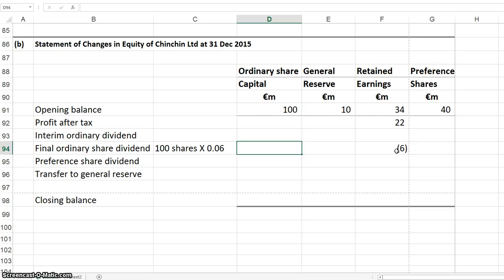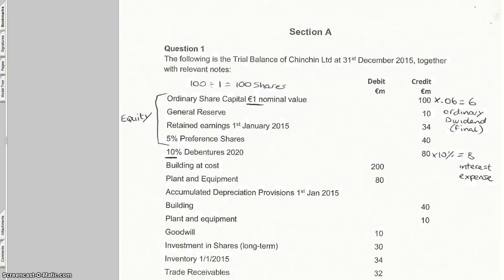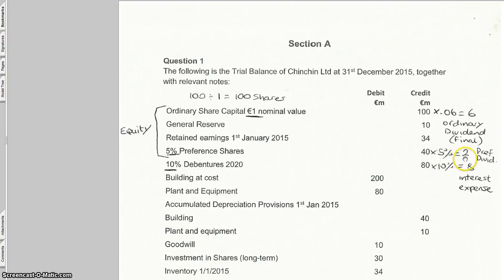Next is the preference share dividend. And the preference share dividend is very easy to calculate. It's exactly the same way as we calculate the debenture interest, where we multiply the percentage by the amount borrowed. And we got 8 here. In this instance, investors or shareholders have bought 40 million worth of shares. The return is 5%, so 40 multiplied by 5% is the preference dividend. And when we multiply that out, it's 2.